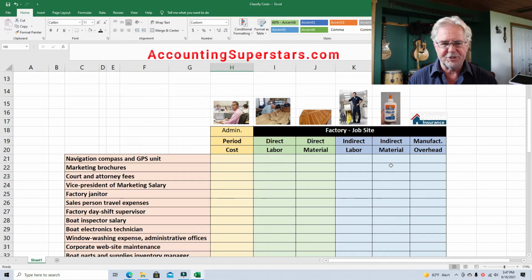Things like varnish. Varnish is not that expensive, and it's not worth keeping close track of. They do keep track of it, but not real closely. So indirect materials are things that are used to help build the boat, but not so important or not so expensive where we've got to track them.